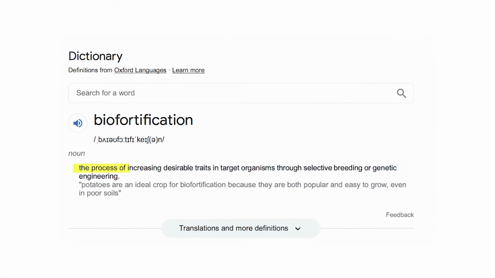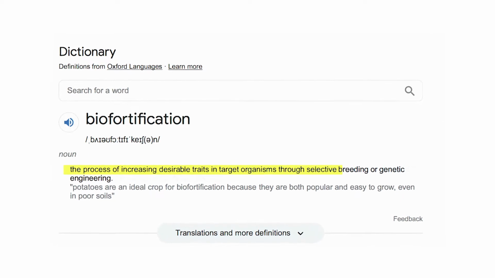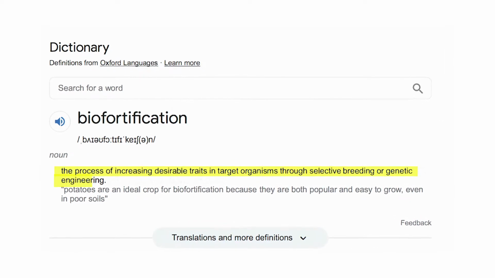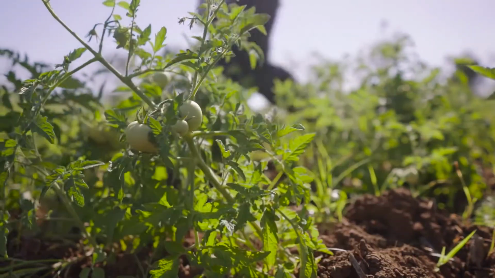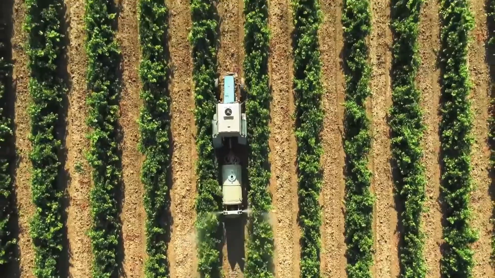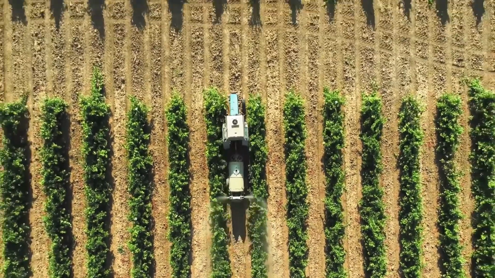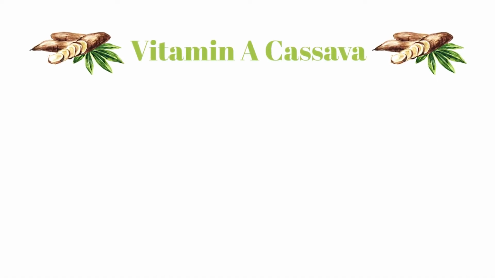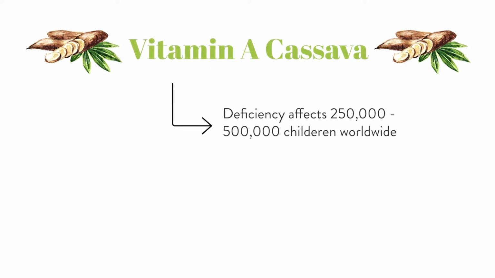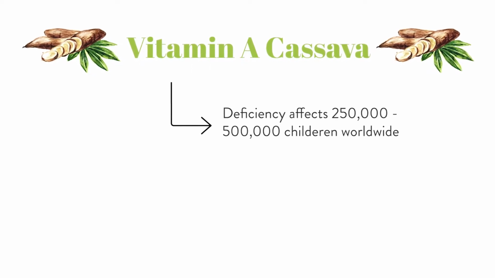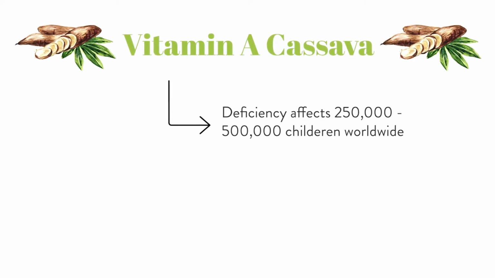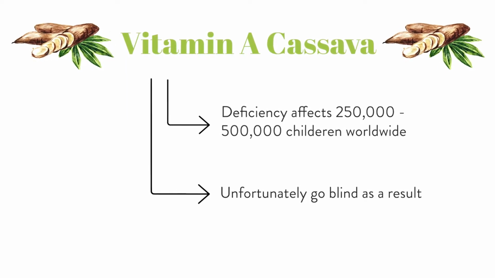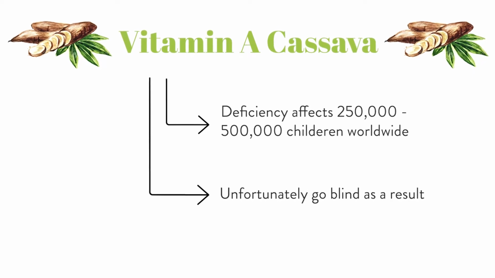Well, it is the process of increasing desirable traits in target organisms through selective breeding or genetic engineering. Sounds kind of scary, I know, but biofortification has become an essential tool in reducing micronutrient deficiency across the globe. Take vitamin A cassava, for example. Vitamin A deficiency affects an estimated 250,000 to 500,000 children worldwide, most of which will unfortunately go blind as a result of this. But this can be stopped.